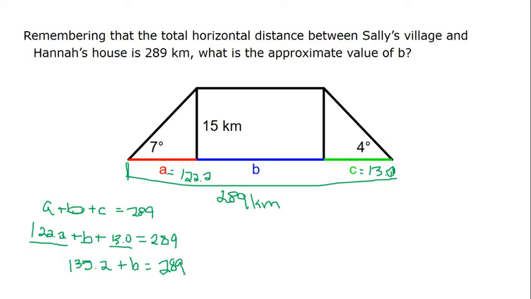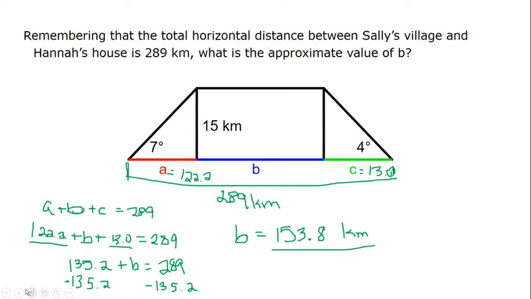Then I'm going to subtract 135.2 from both sides. So now I have B equals 289 minus 135.2, which is going to give me 153.8 kilometers. So my value of B is 153.8 kilometers.